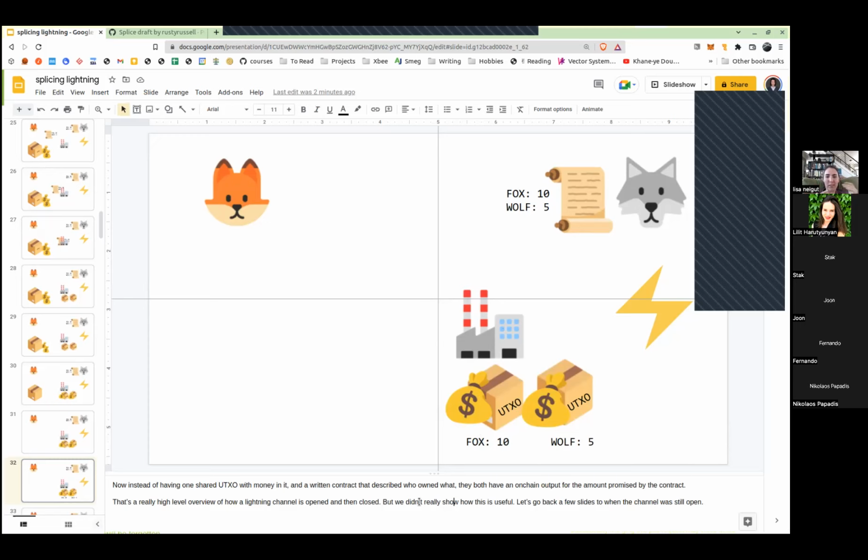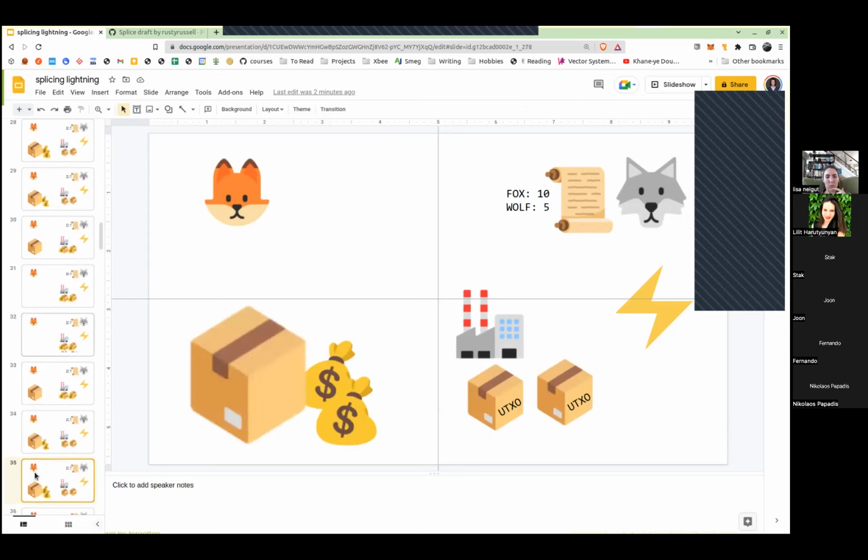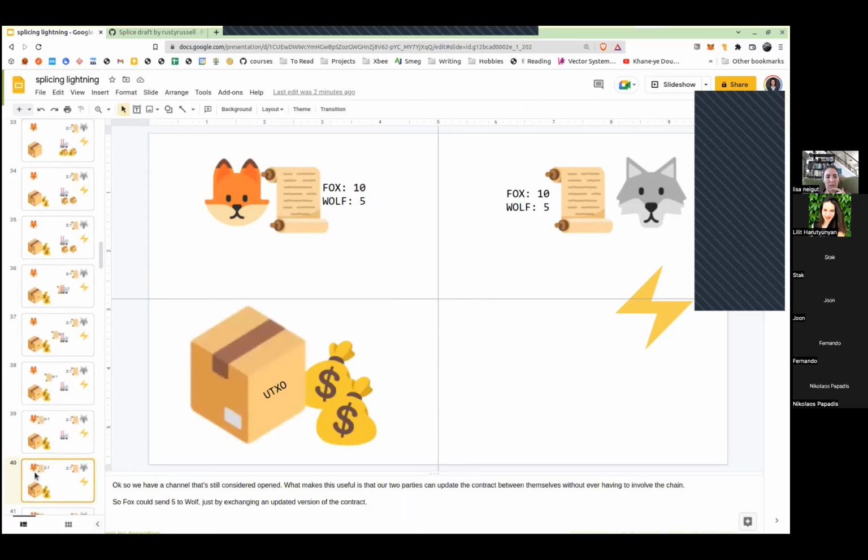You're like, okay, so you had 5 and 10, you put it into a big thing that was worth 15. You had a little contract that said who owned how much. Then you sent it to the blockchain and it got created into two little outputs. Like, okay, that's cool. I don't understand why that's useful. So let's go back a few slides to when the channel was open. So we'll back up to here.